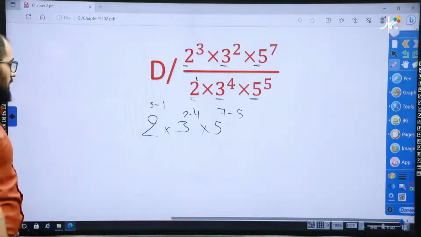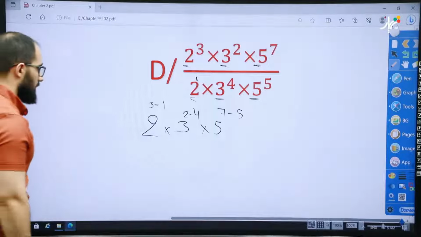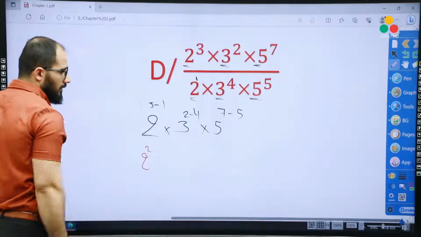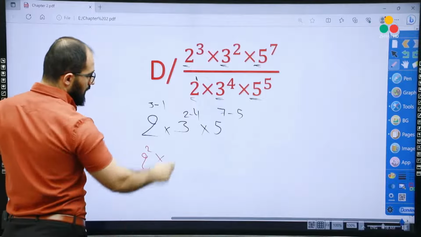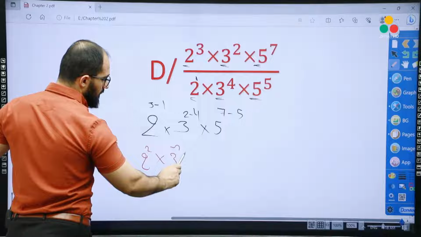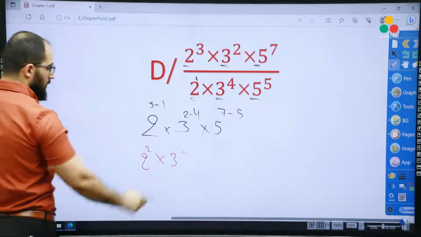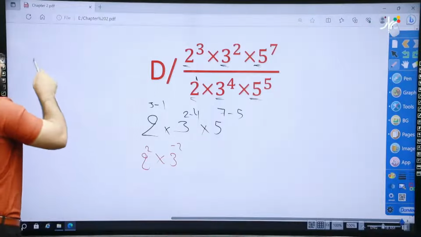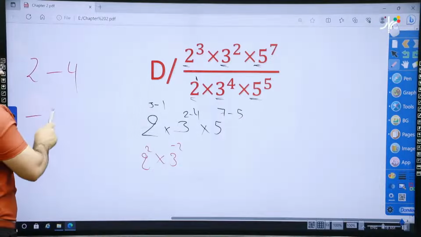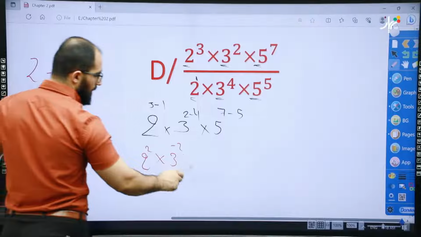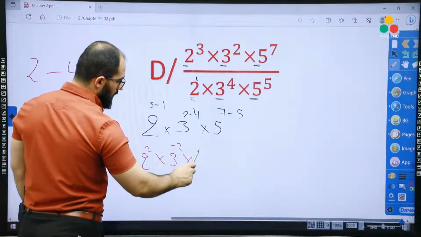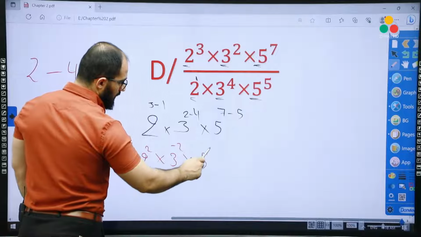Then let's subtract the powers. 3 minus 1 is 2 power 2 times 2 minus 4, it's going to be negative 2. It's going to be negative 2 because you have 2, okay, you cannot take out 4. Times 7 minus 5, it's going to be 5 power 2.